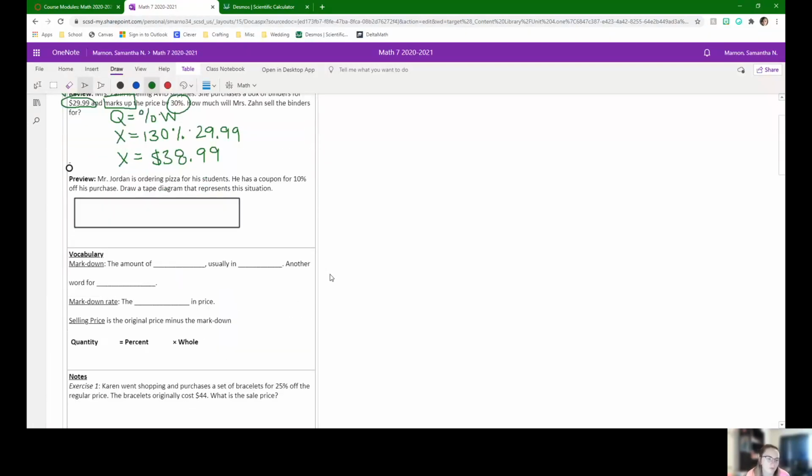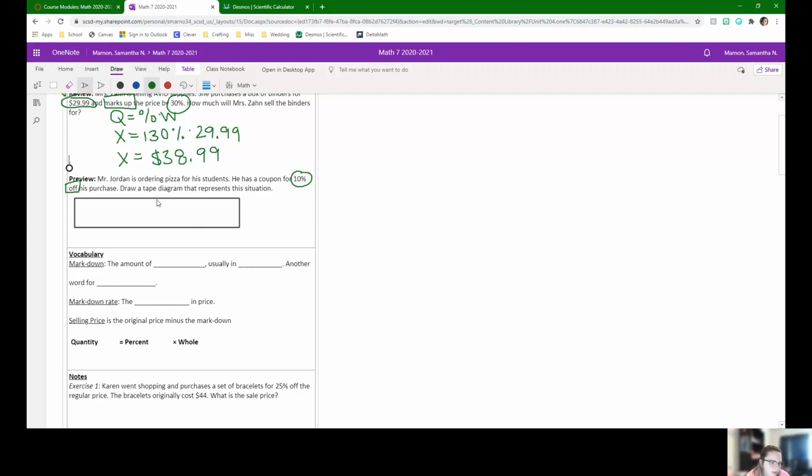For our preview, Mr. Jordan is ordering pizza for his students. He has a coupon for 10% off his purchase. Draw a tape diagram that represents this situation. So we just want to make sure that we can see what percents off mean. So if I was going to break this up into chunks of 10%, I know this whole diagram represents 100%. 100 divided by 10, I'm going to have 10 pieces.